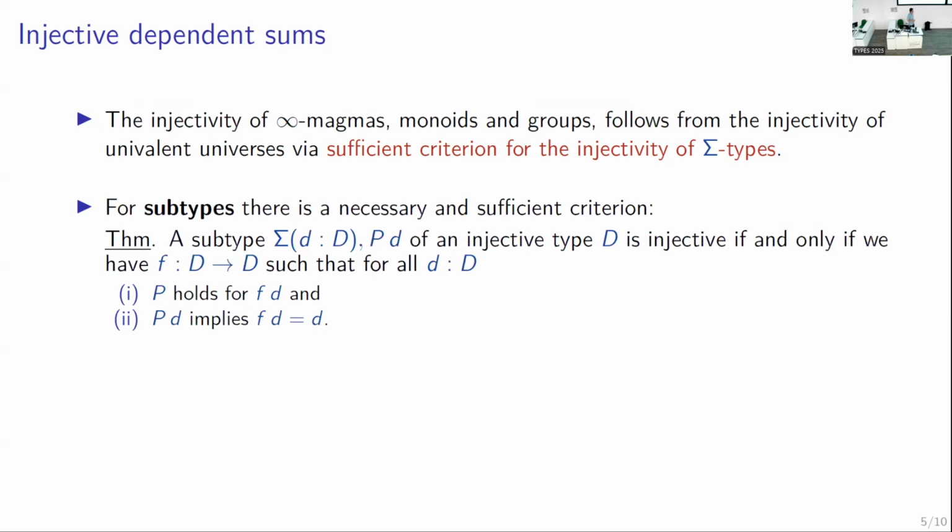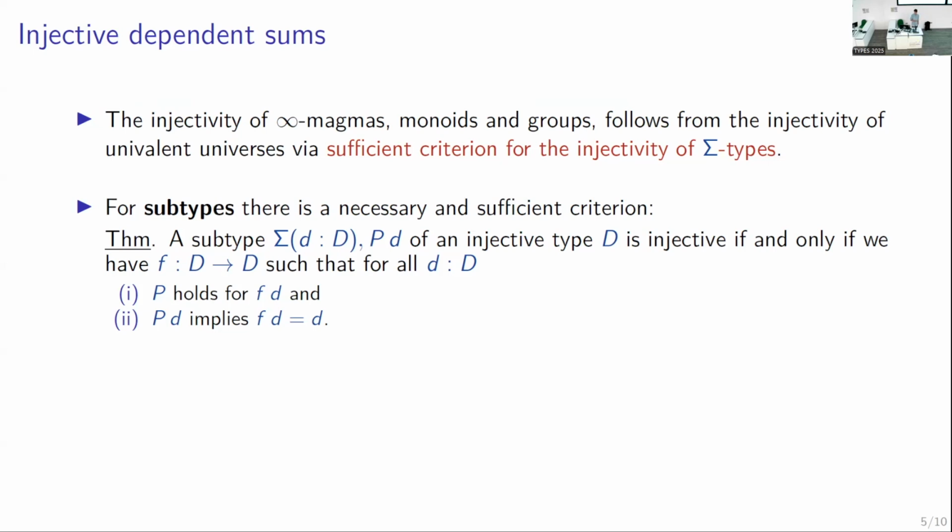And for subtypes, there's actually a necessary and sufficient criterion. So this is when the type family is proposition valued. And there, it's the following. So if you have an injective type D and you have a subtype of this given by a predicate P, then this is injective precisely when you have an endomap on D called F, such that it picks out the things for which P holds. So if P holds for anything in the image of F. And if P already holds for the element, then actually it's a fixed point of this map.